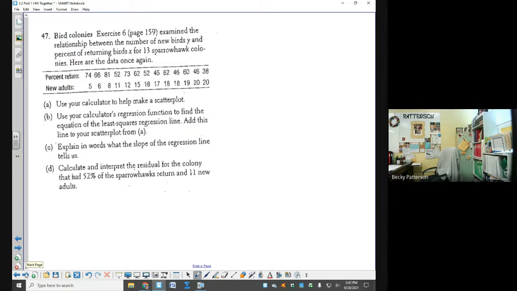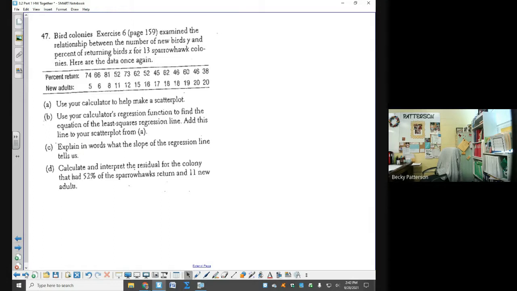47. Bird colonies. Exercise 6: examine the relationship between the number of new birds, y, and the percent of returning birds, x, for 13 sparrowhawk colonies. Here are the data once again. So we have percent return and we have new adults. Use your calculator to help make a scatter plot.